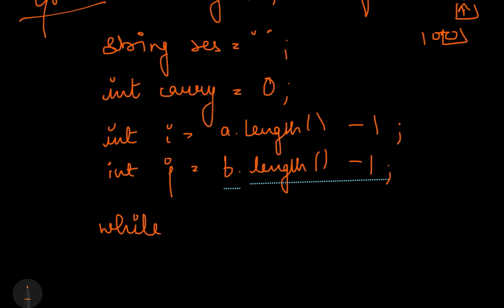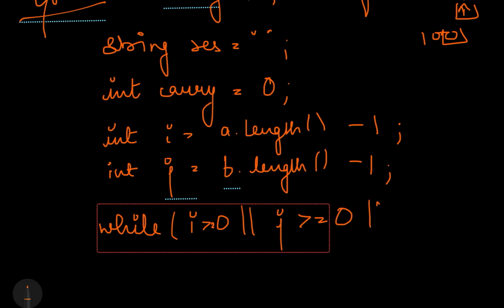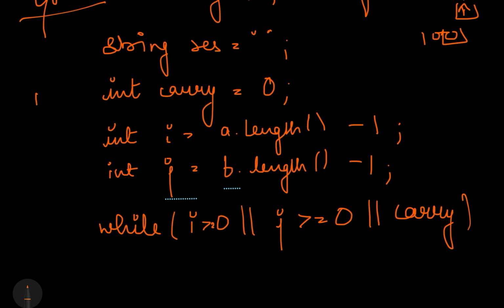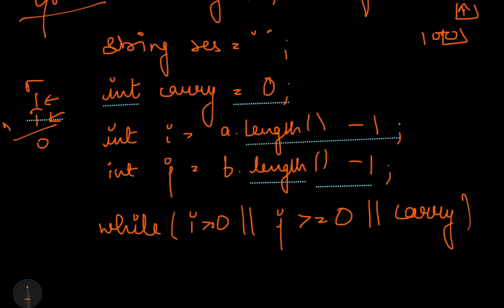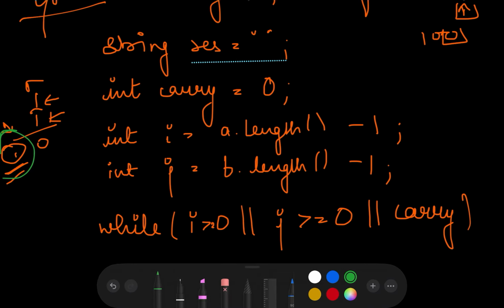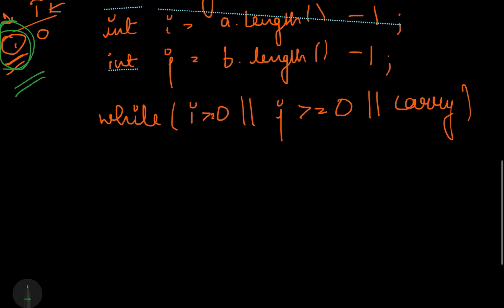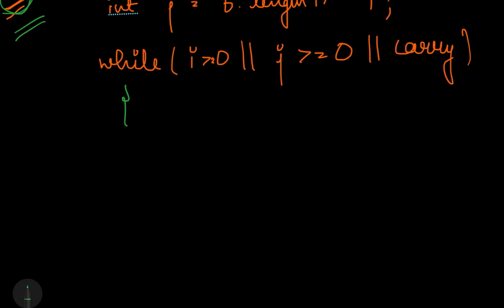Then we'll iterate through a loop, iterating till we have exhausted the lengths of both strings and also our carry, because it can be possible that, suppose we are adding 1 and 1, then the lengths of both the strings have been exhausted, but we still have one carry over, which is 1. So we have to consider that carry also.